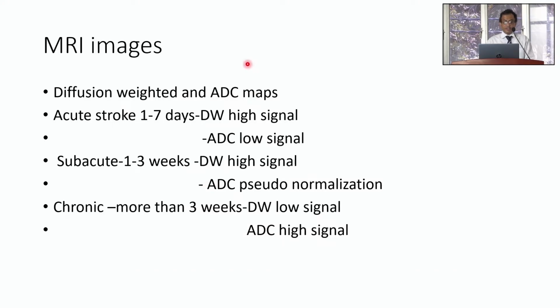Then I will move to the MRI images. For stroke patients, we do diffusion weighted images and the ADC map. In acute stroke, 1 to 7 days, diffusion weighted shows high signal and the ADC map shows low signal. In the subacute stage, 1 to 3 weeks, diffusion weighted shows high signal and the ADC map shows normalization, called pseudo normalization. A chronic stroke, more than 3 weeks, will show low signal in diffusion weighted images and high signal in ADC maps.